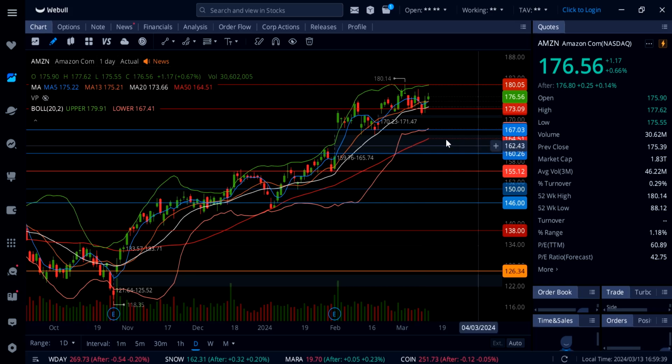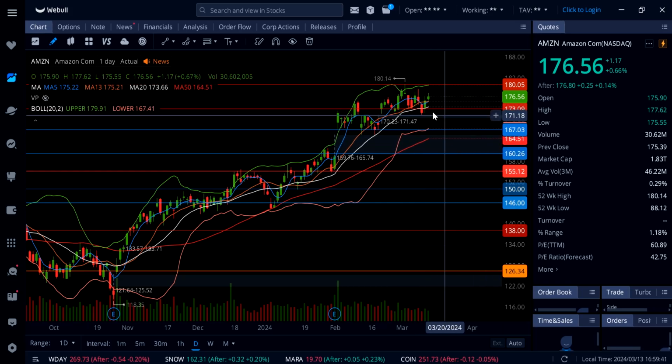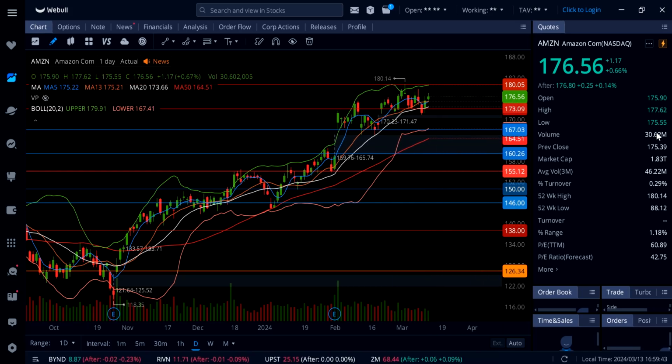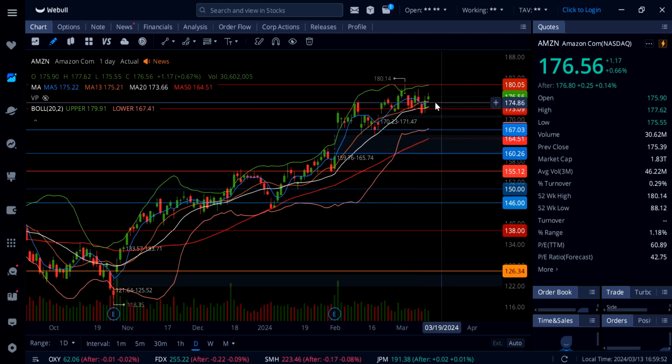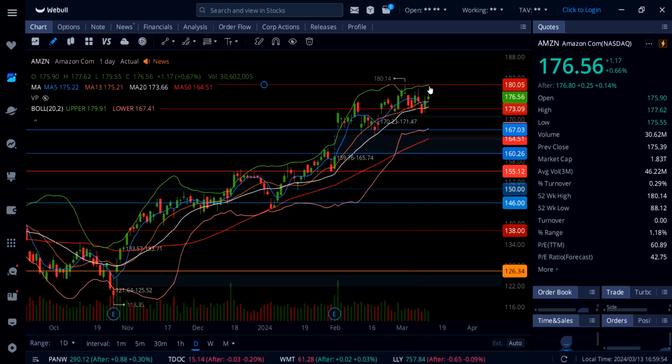Now as long as Amazon can stay above 175, and you can see today again low for the day 175.55, Amazon holding 175, that means one thing, Amazon can run all the way back up to 180, and that's going to be a strong resistance to break right here on Amazon.